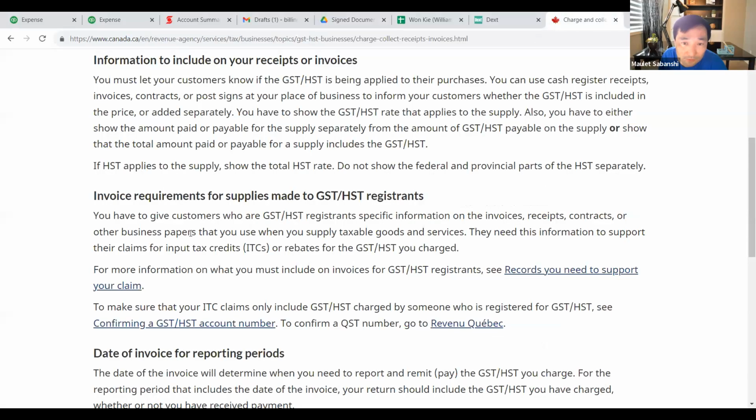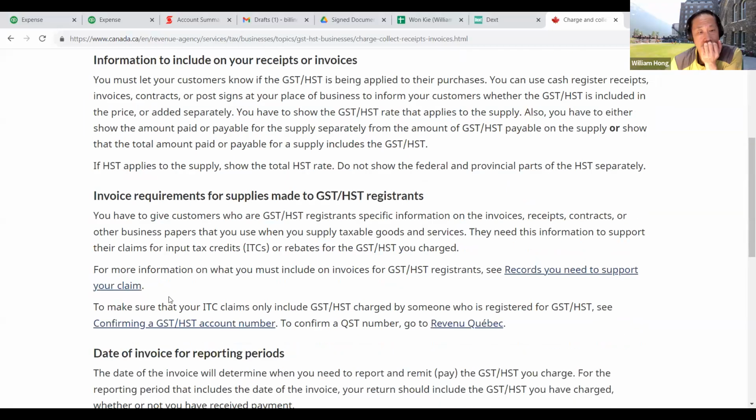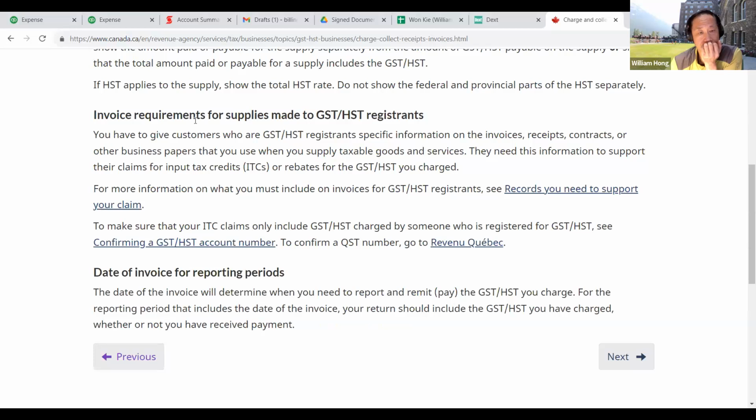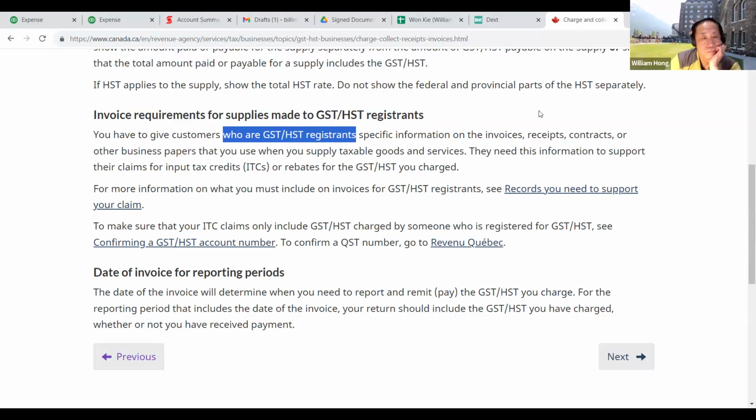So William, like I said, this is a Government of Canada website, right? And it says that as a supplier, invoice requirements for suppliers made to a GST Registrant, you are a GST Registrant, right? Because you have a GST number. So it says you have to give them to customers who are GST Registrants. Okay, we are GST Registrants. We're your customers.